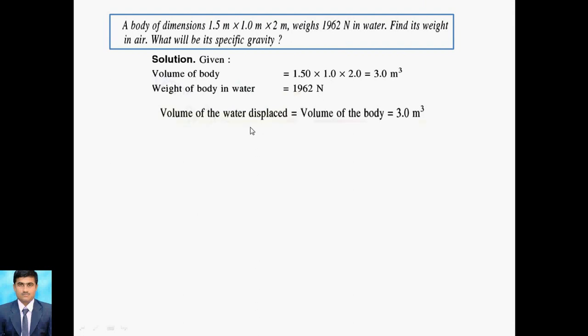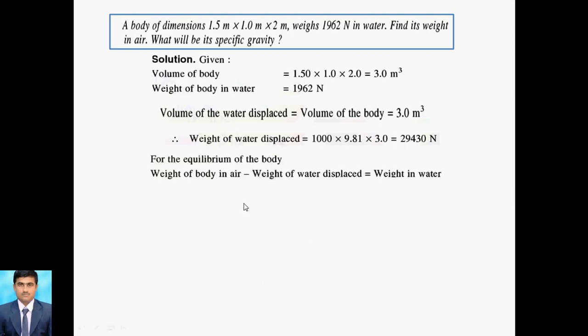As you know, volume of water displaced is equal to volume of the body. Volume of the body is 3, that's why volume of water displaced is 3. Correct? Now we need the weight of water displaced. Specific weight is weight upon volume, so weight is specific weight into volume. Specific weight means rho into g. Rho for water is 1000, g is 9.81, into the volume 3 from the volume of body. After this calculation we get 29,430 Newton. So this is the weight of the water.